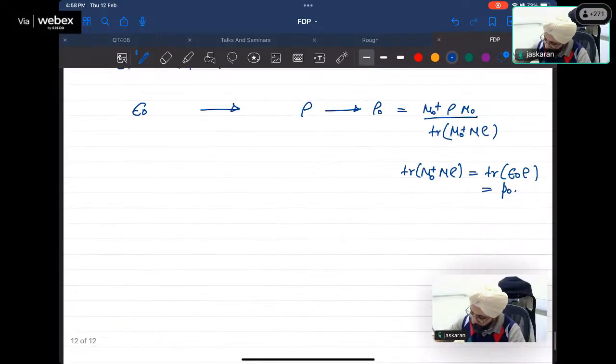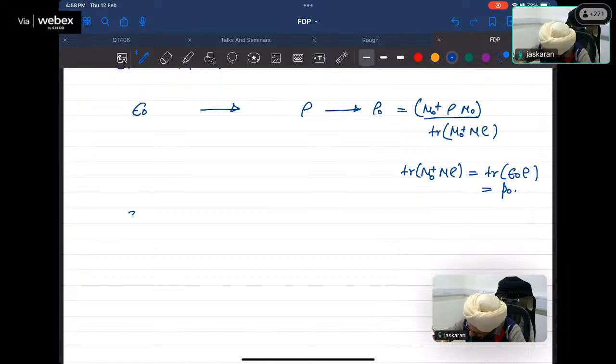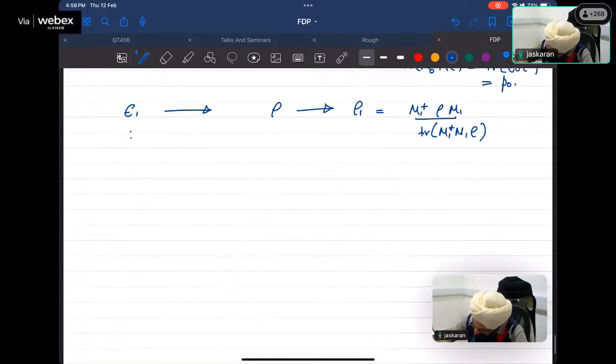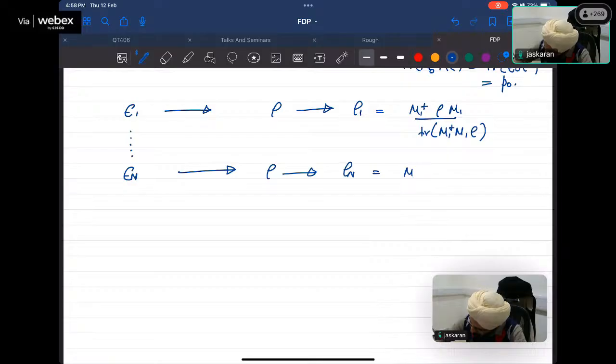The main description of how the state changes is given by M0 dagger rho M0, as mentioned here. If we got the outcome E1, then the initial state rho transforms to rho 1, which is M1 dagger rho M1, and then again renormalizing it. We can keep on doing this for En, and rho transforms to rho n, which is equal to Mn dagger rho Mn, and then again renormalizing.